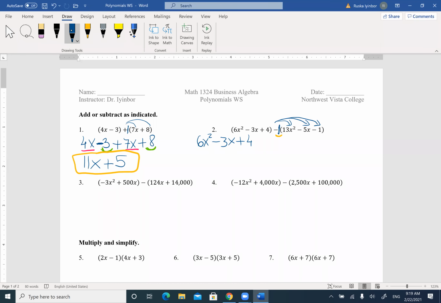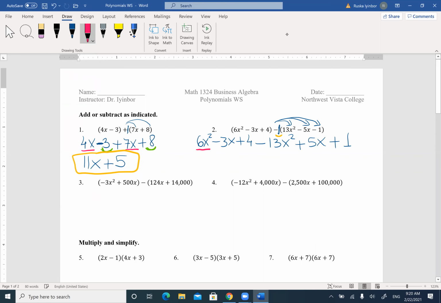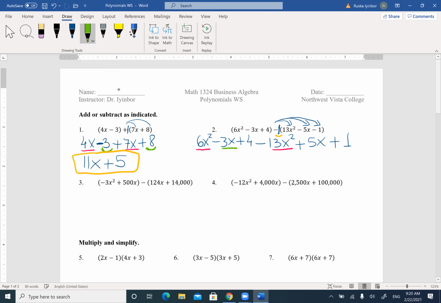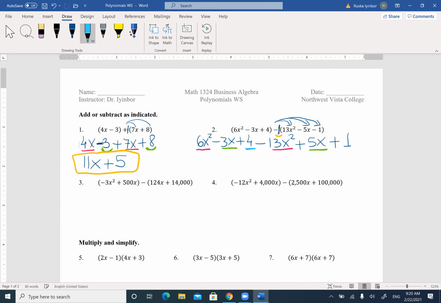And then we're going to distribute negative times positive 13, which is negative 13x squared. So everything stays the same, just the sign is changing. Negative times negative is a positive 5x, and positive 1. So change all the signs. And then after that, we're going to combine the like terms. So combining x squared with x squared. Then you're going to combine x with x. And then you're going to combine the numbers. So the numbers are 4 and 1.